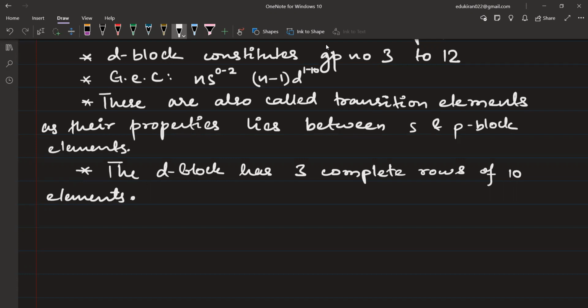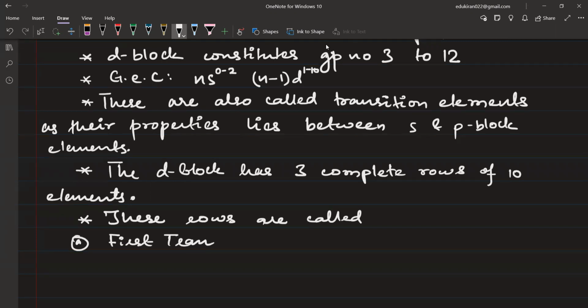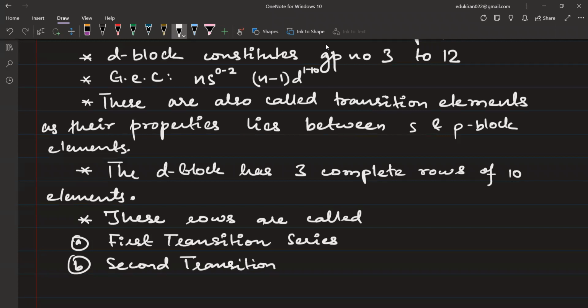Okay, so these 3 complete rows are known as first transition series, second transition series, and third transition series. These rows are called first transition series, second transition series, and third transition series.